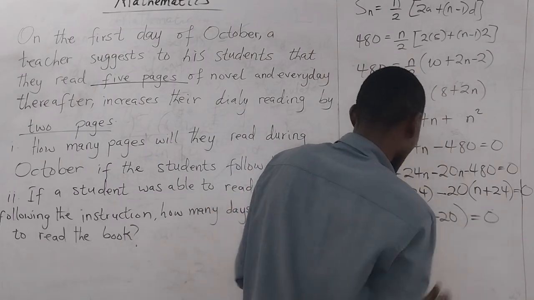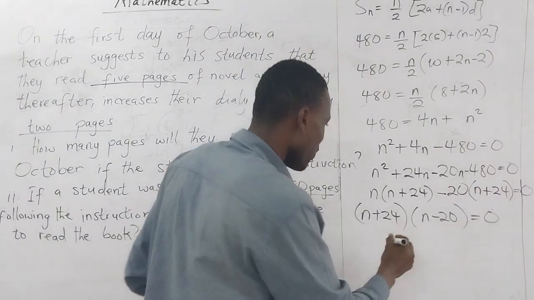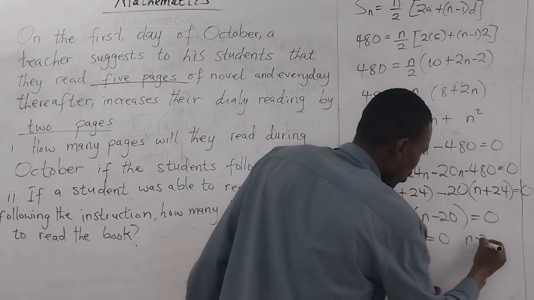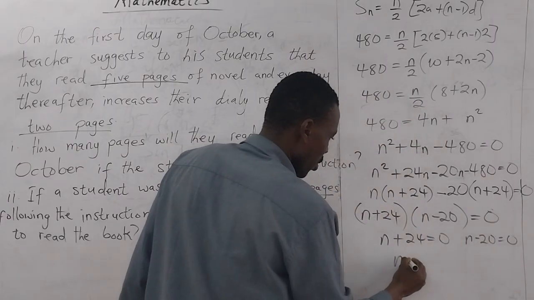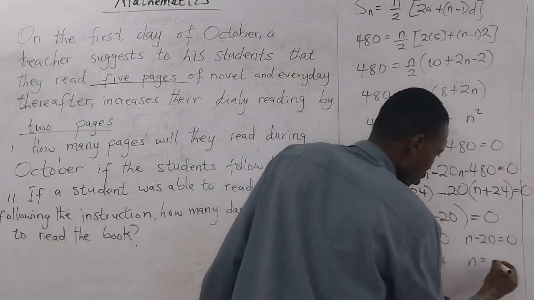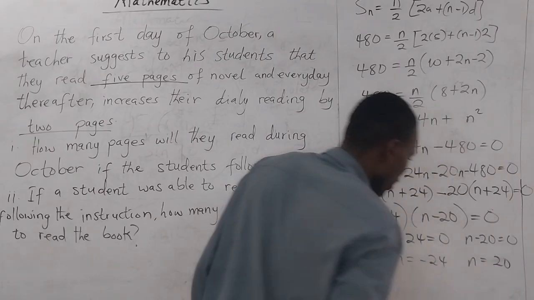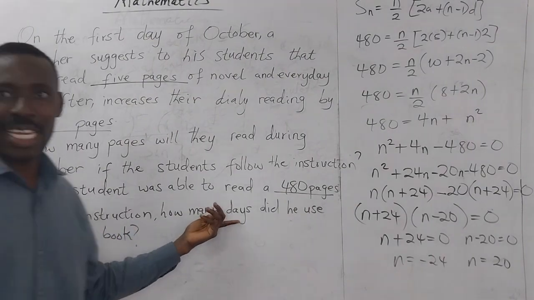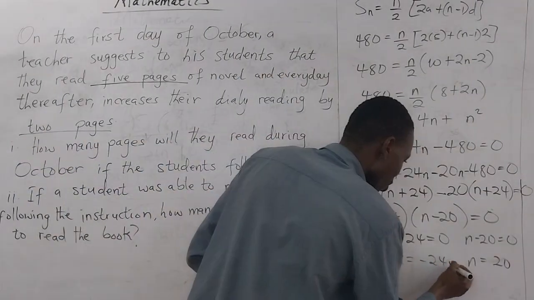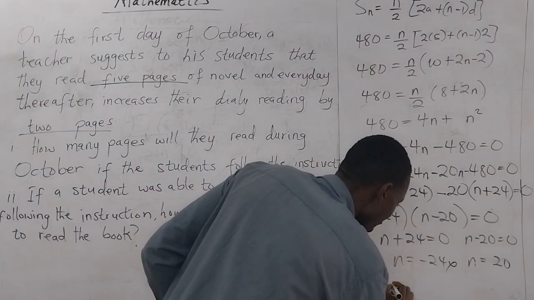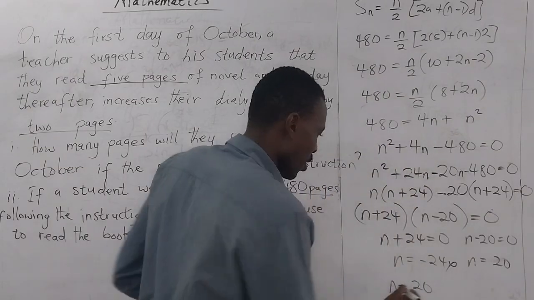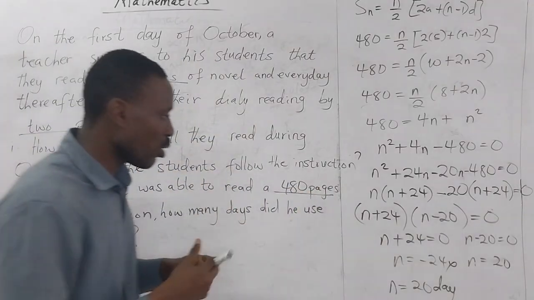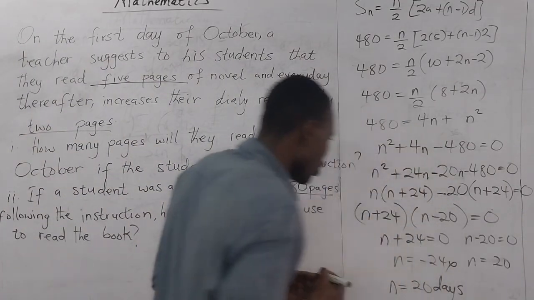Great. So at this point, you set the linear factors to 0. You are going to get n plus 24 equals 0, then n minus 20 equals 0. So n is equal to negative 24, or n equals 20. Alright. And because you are looking at the days, I hope you don't have negative days. So automatically, this will be left out. So our right answer will be 20. So it means for a student to read 480 pages, he or she will need 20 days to do that reading.